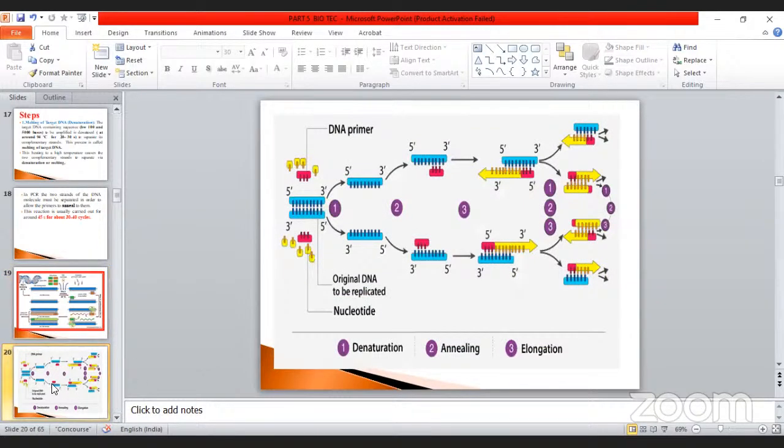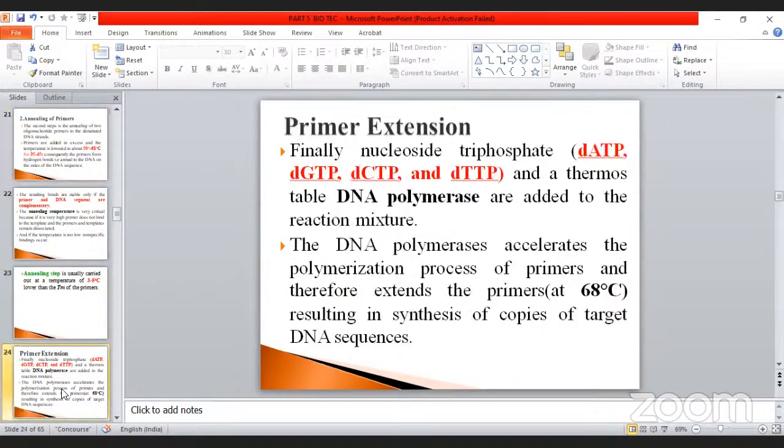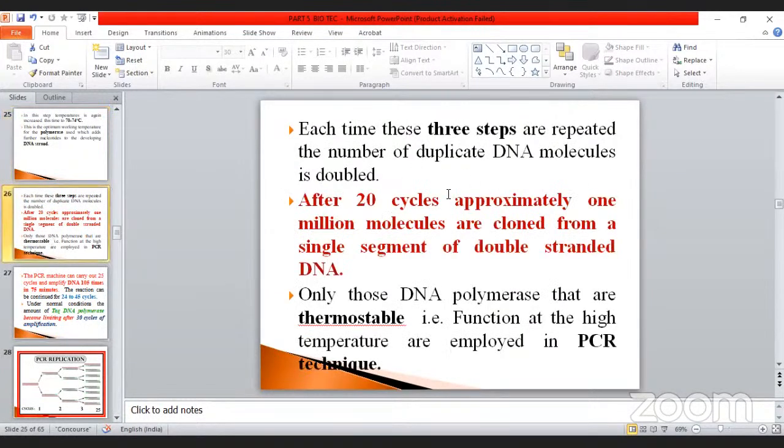Okay, one by one we are seeing. So the annealing process: what temperature, how many minutes? What happened? That is very important. And then which enzyme is involved? Polymerase is the enzyme used for the DNA strand. Okay, so then next, after how many cycles? There are 3 steps involved. After 20 cycles, approximately 1 million molecules are cloned from a single segment of double-stranded DNA.